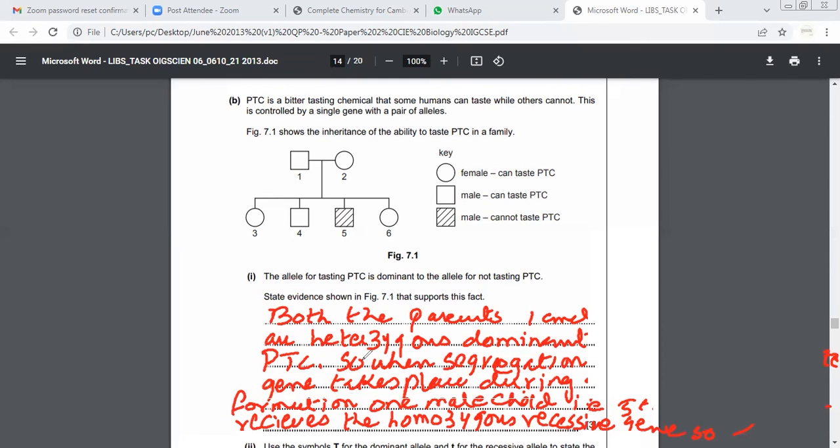That's why this combination is formed and one child does not get the gene for tasting the bitterness.